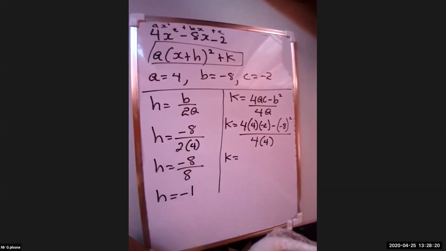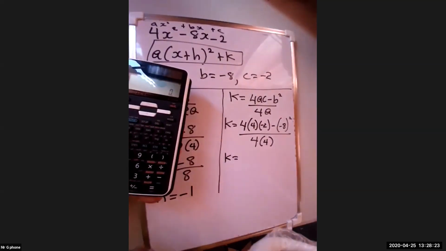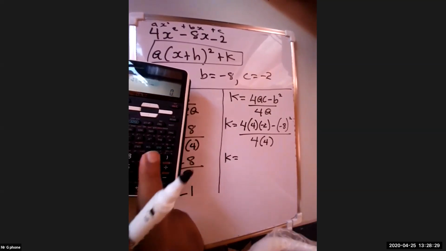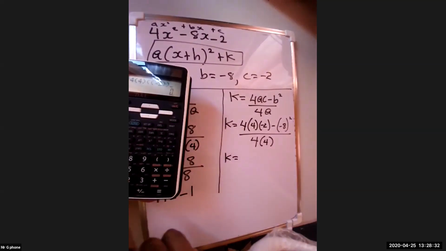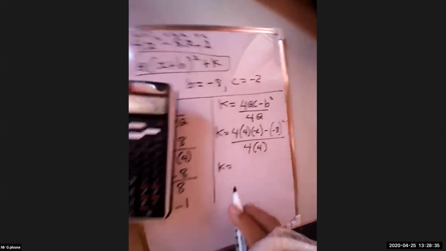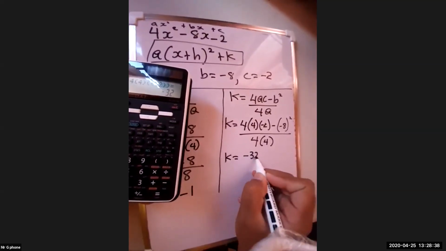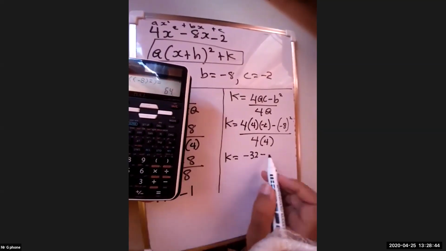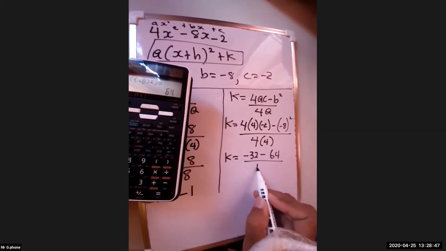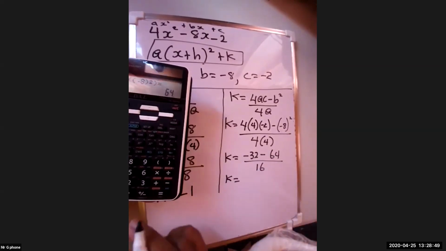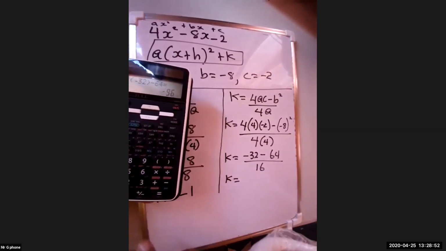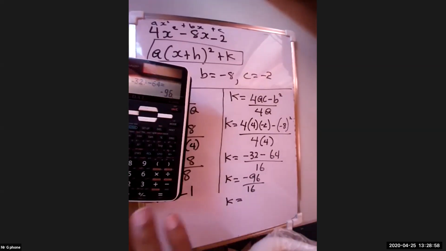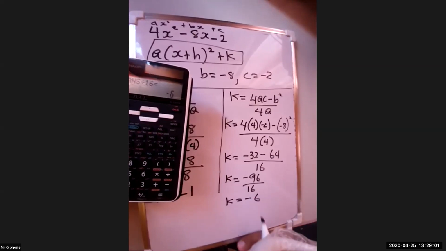So let's use our calculator. So 4 open brackets, 4 close brackets, and next bracket, -2 close brackets is equal to -32 minus, and of course, -8 squared is 64. All over 4 by 4 is 16. So -32 minus 64 is -96. And -96 over 16, our value for k is -6.